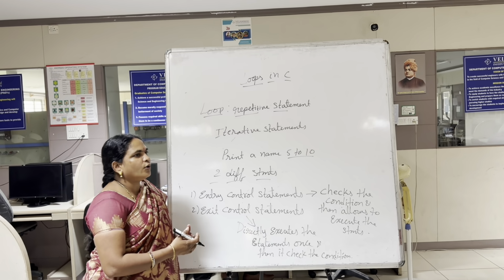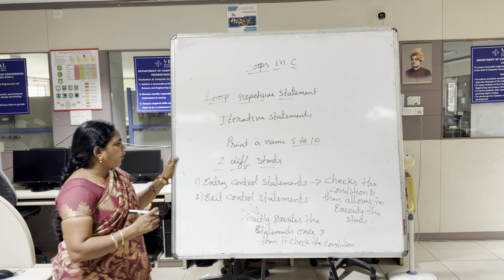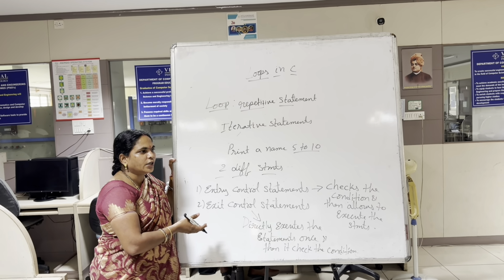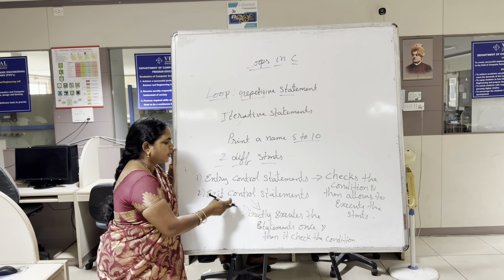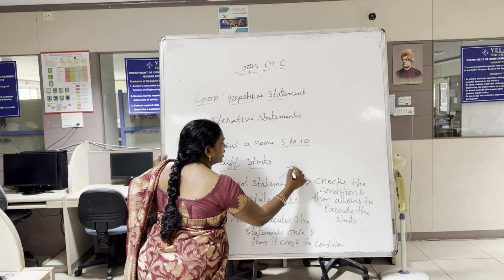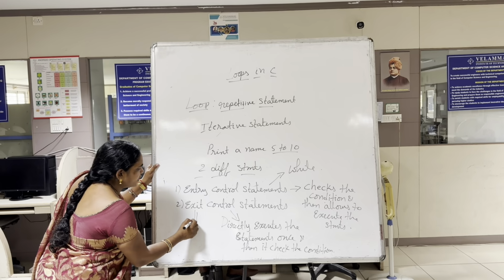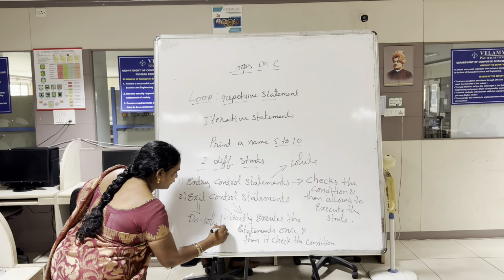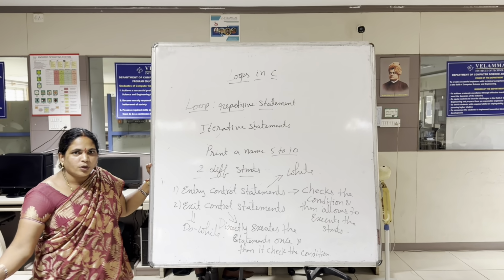So why do we want two different types of statements? Sometimes we want to execute the program at least once without checking the condition. At that particular moment we need the exit control statement. The example of an entry control statement is while, and the example of an exit control statement is do while.